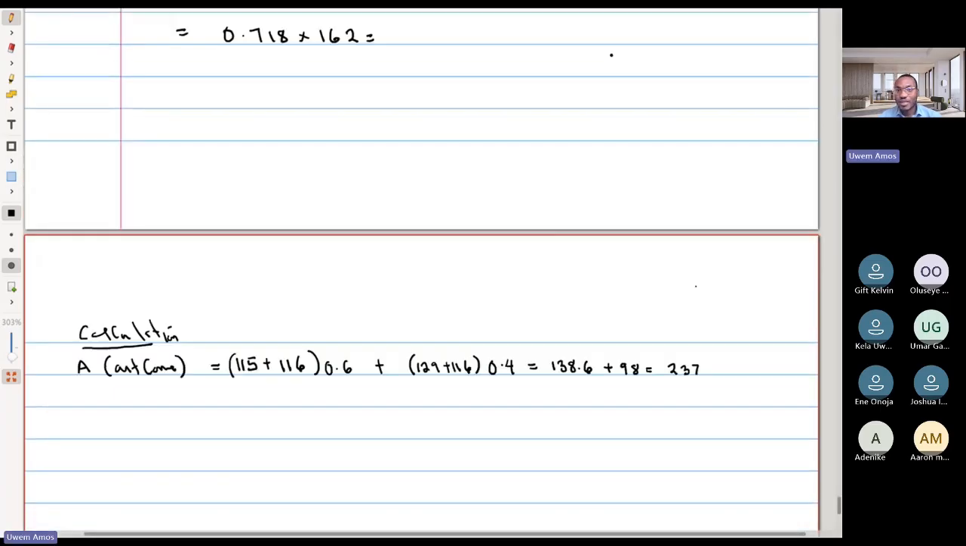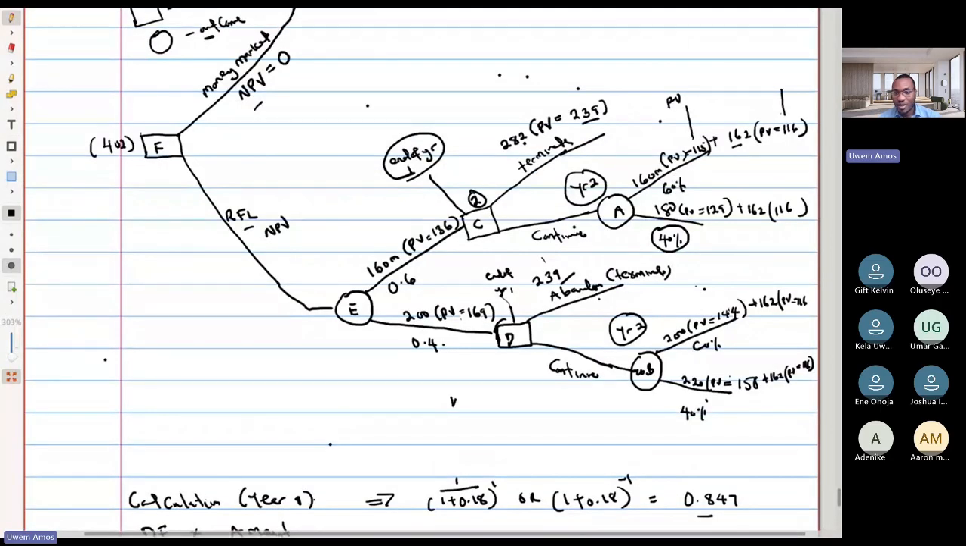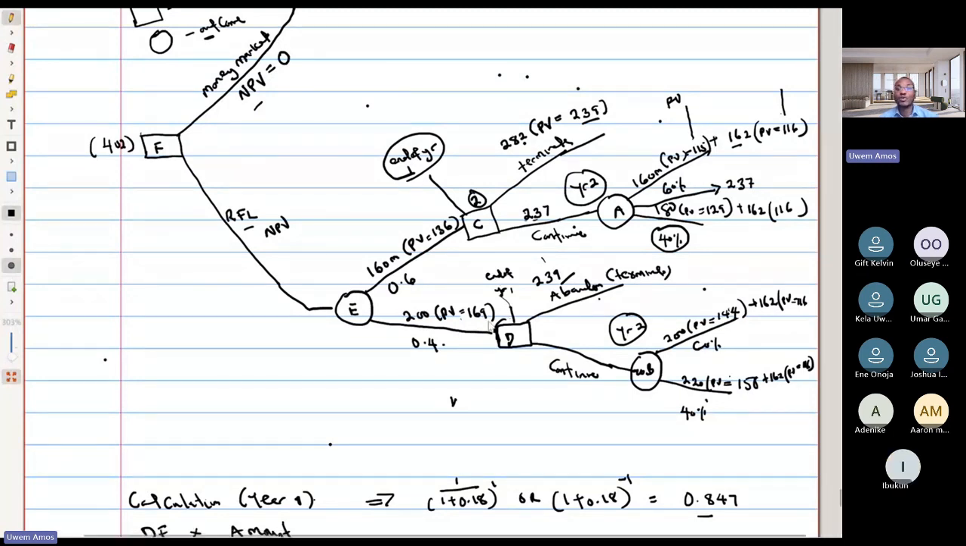So at this point A, our expected value is 237. Let me write that a little bit more legibly. Okay, so this is 237. All right, so let's do C, and then we can come back and do B and D, and then we can continue. So look at C.